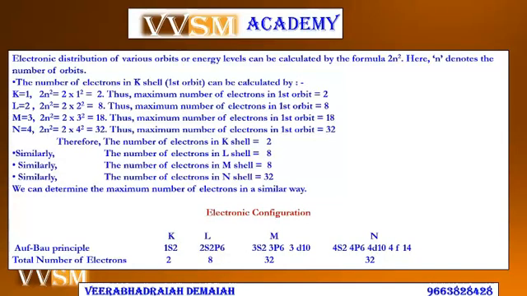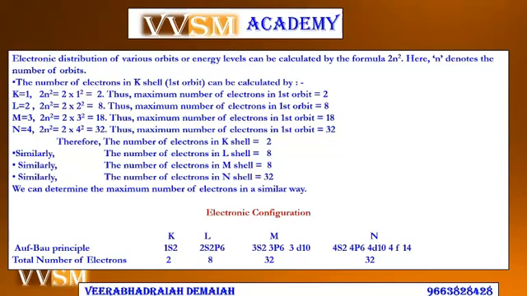The distribution of electrons in various orbits or energy levels can be calculated by the formula 2n square. Here n denotes the number of orbits. The number of electrons in the K shell, the first orbit, can be calculated when n is equal to 1. Use the 2n square formula, substituting the value of n. When n is equal to 1, you will get the maximum number of electrons in the first orbit as only 2.